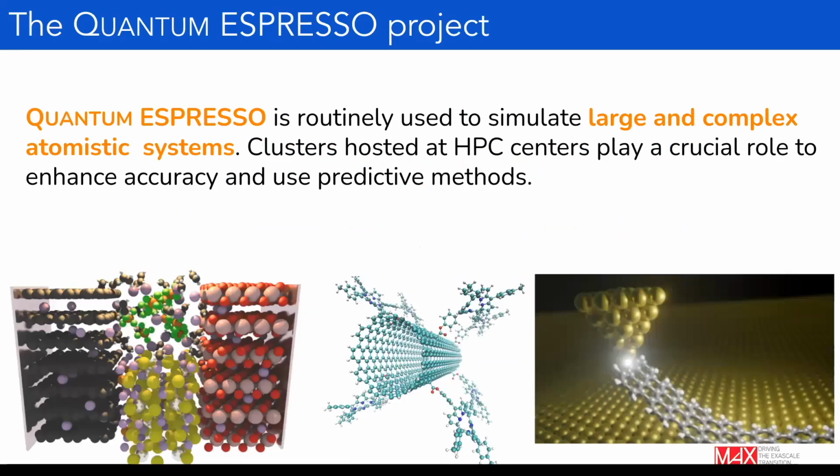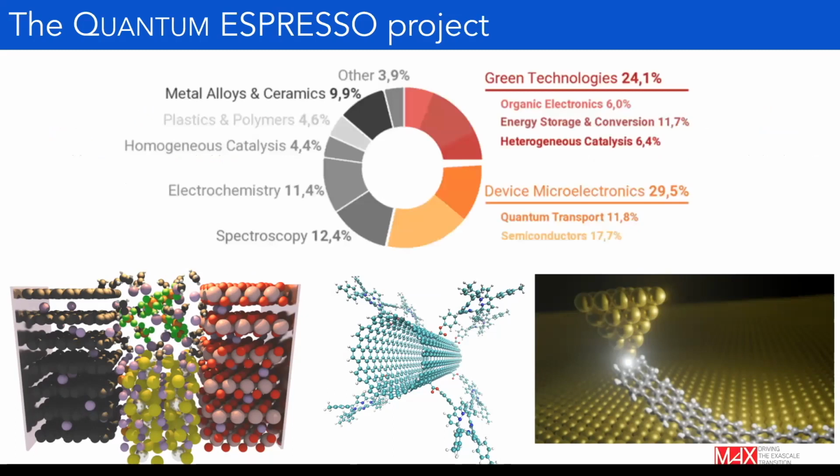And thanks to the use of high-performance computing machines, the code is able to simulate large and complex atomic systems, and it's used in many fields of material science, from the classical ones such as device microelectronics and spectroscopy, to the new ones such as electrochemistry with the batteries that are now very important, homogeneous catalysis, heterogeneous catalysis, and many other technologies, and the study of many other materials and problems that are at the top of material science interests.